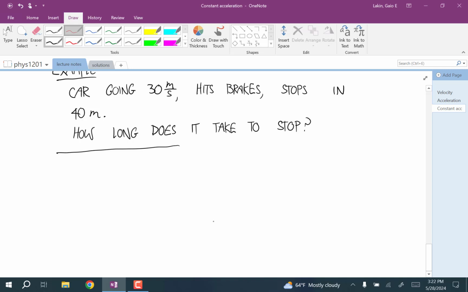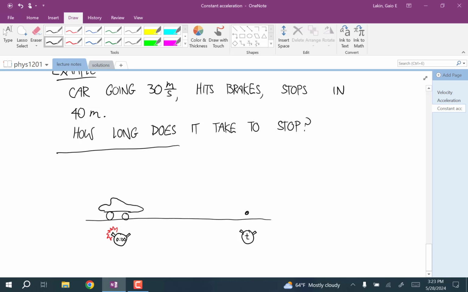Okay, so I'm going to draw it pretty similarly to how I drew the last one. We're going to start the motion when the car hits its brakes. So this is the instant when we turn on the stopwatch. And then we know that it's a distance of 40 meters before the car gets to here. And this is when it's at time t. And we don't know that time. We're trying to find that. So I'm just going to write that as t here.